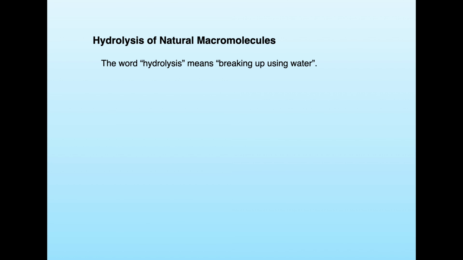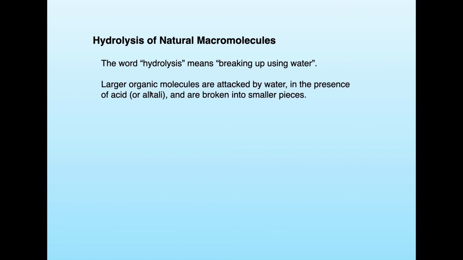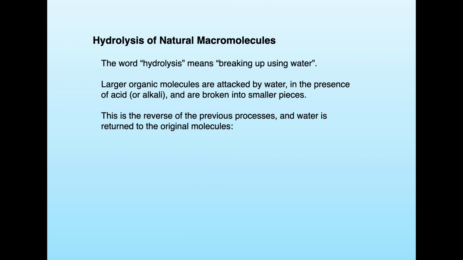Now, the reverse process is obviously possible. Hydrolysis means breaking up using water. Okay, so larger organic molecules can be broken up with water, usually in the presence of acid, could be an alkali, and they're broken into smaller pieces. Now, this typically happens with carbohydrates and proteins in your tummy. Your tummy's pH is about 2, and hydrolysis starts to happen. It starts in your mouth and then continues in your stomach. It's the reverse of the previous processes. So if I start with starch, carbohydrates, then I get glucose back, and then your body uses glucose. If I start with proteins, I get amino acids back.